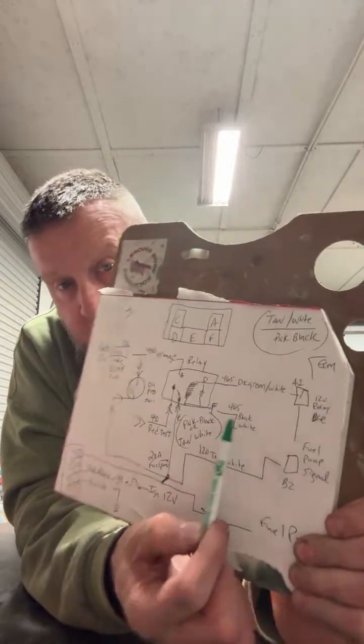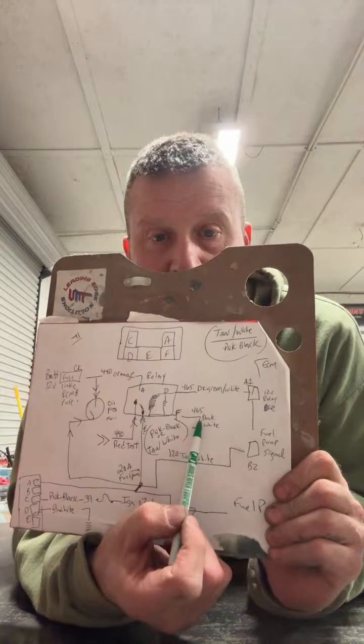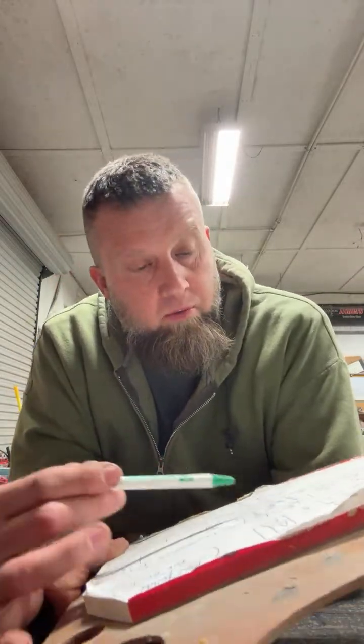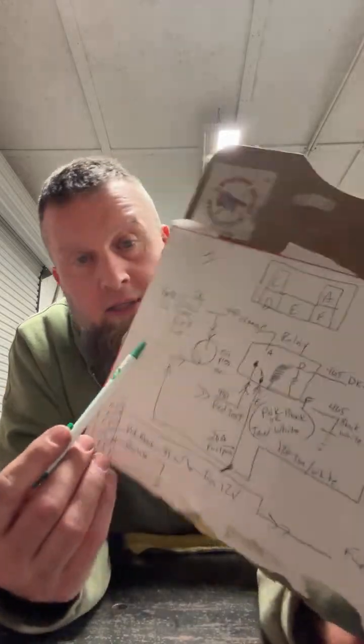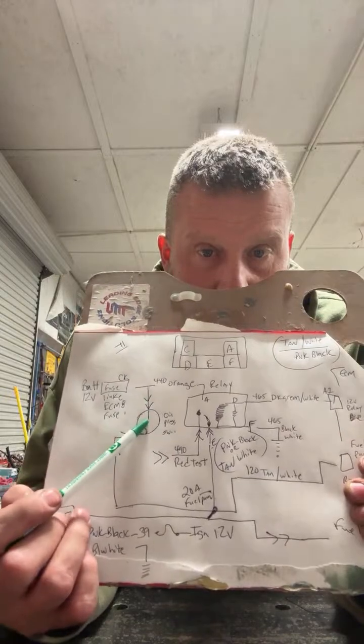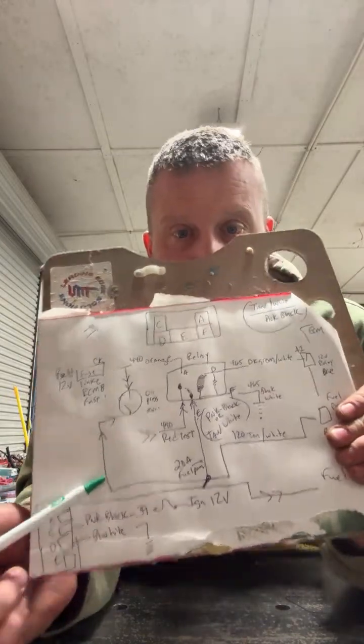Then it comes back around, and F is 465, a black wire with a white tracer, and that is ground. Then E is a 20 amp fuel pump fuse that comes down, and it also ties into the oil pressure sensor. So you come out, it goes to the oil pressure sensor, and it comes down this way.